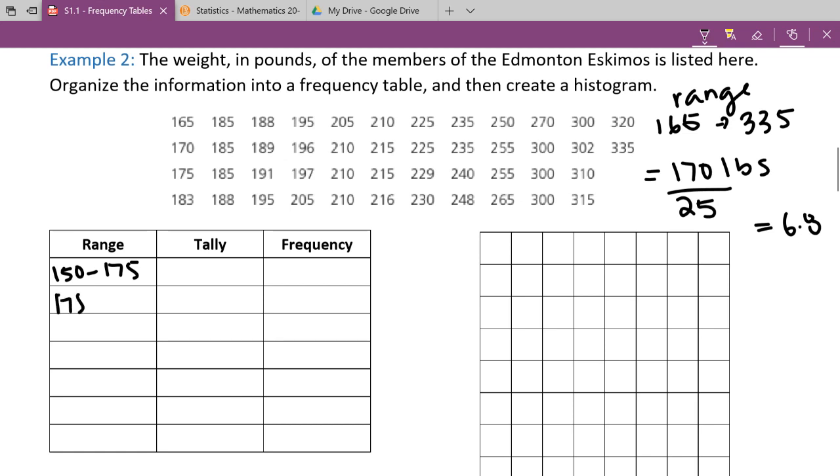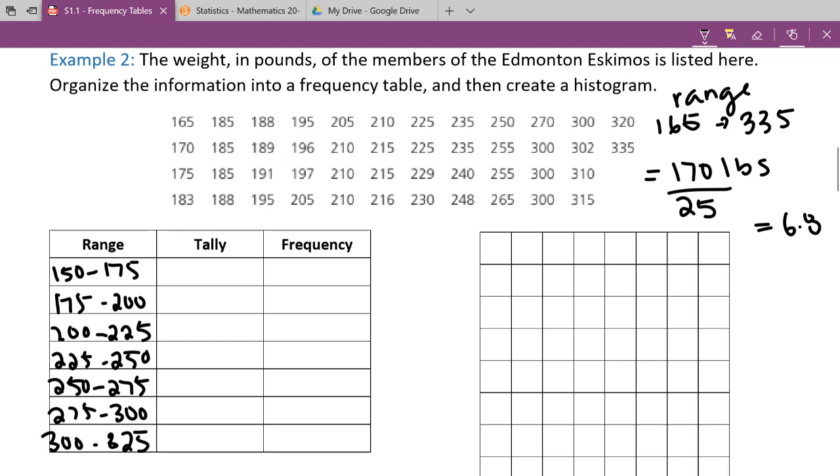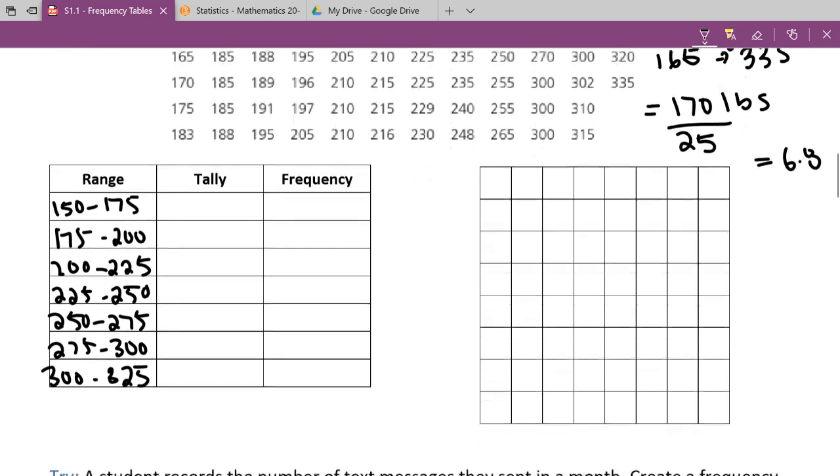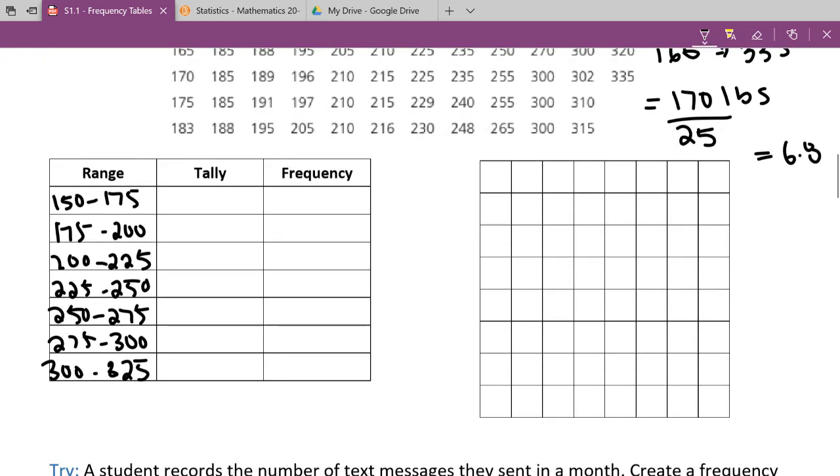And then I go from 175 to 200, 200 to 225, 225 to 250, 250 to 275, 275 to 300. Oh, sorry, not 280. My brain just started malfunctioning. 300, and then 300 to 325. Notice our highest weight is actually 335. So I'm just going to add one more row at the bottom. I'm going to go 325 to 350.